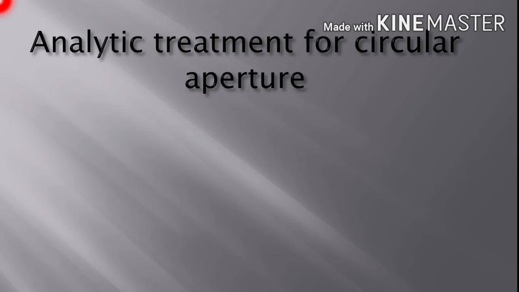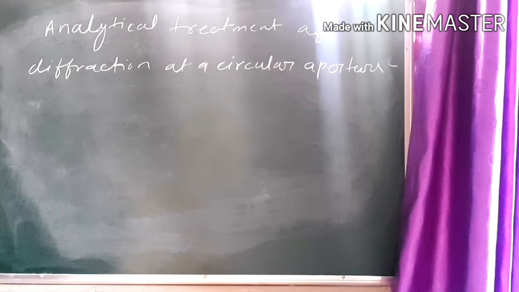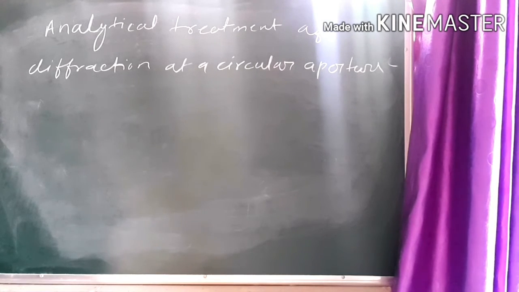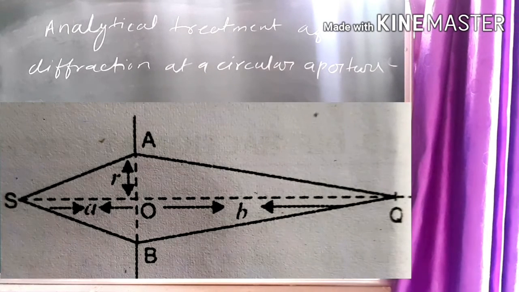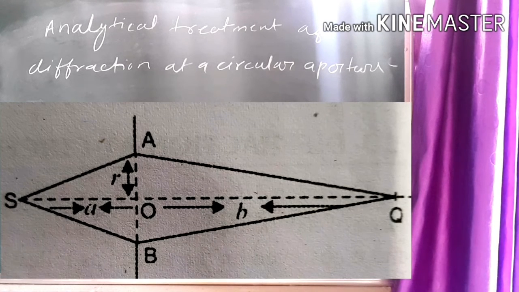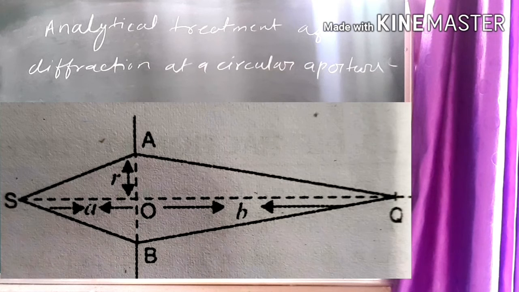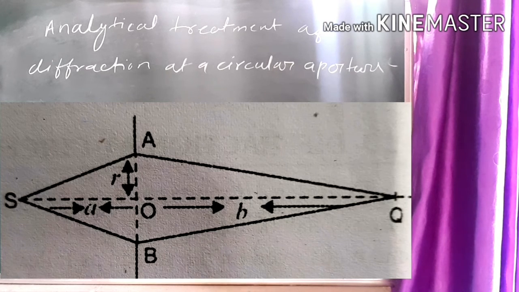Now the next topic is the analytic treatment for a circular aperture. Analytical treatment of the diffraction at a circular aperture. First, we have to find the intensity at any axial point. For this, consider a source of monochromatic light having wavelength lambda, and R is the radius of the circular aperture AB, and O is the center of the aperture, and Q is any axial point on the screen. A is the distance between the aperture and the source of light, and small b is the distance between the screen and the aperture.